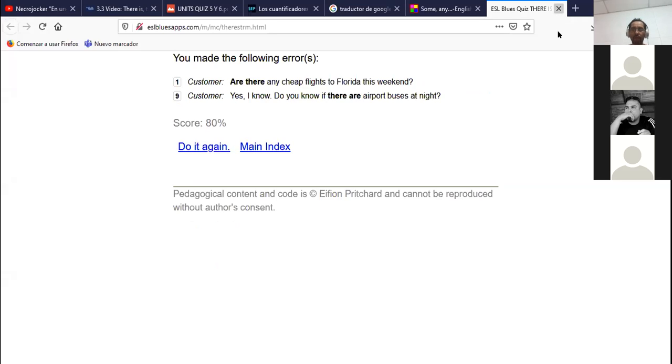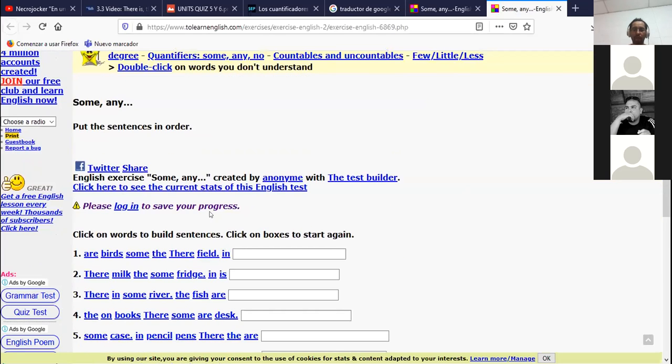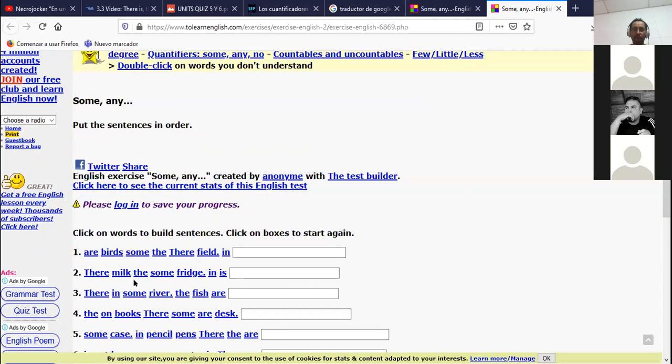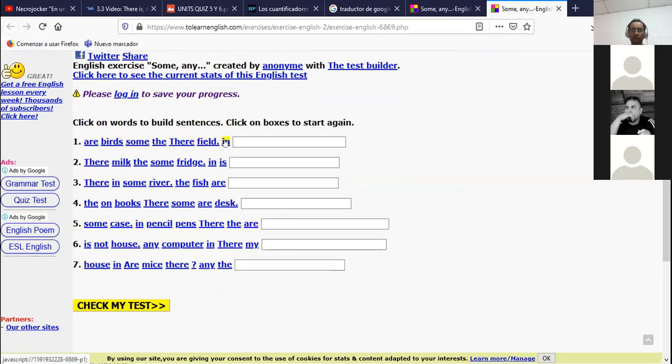Next exercise. One sentence in the other order. Are bears on the tree? I think it's there are bears.